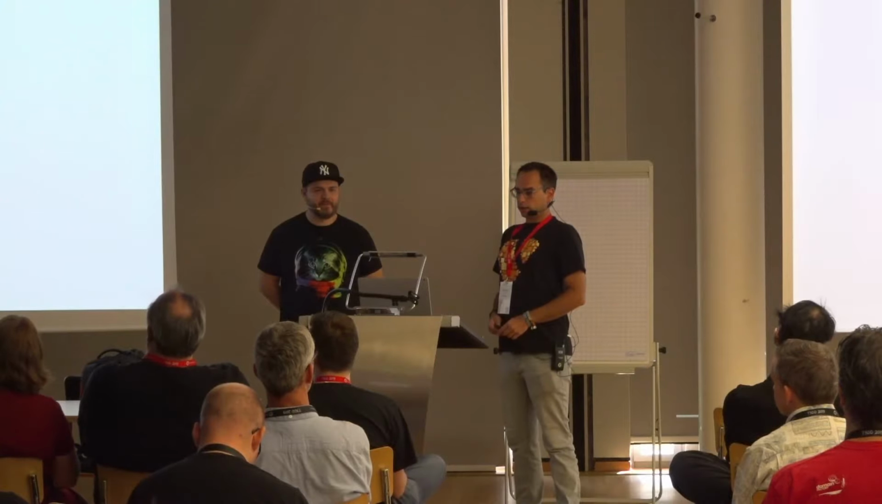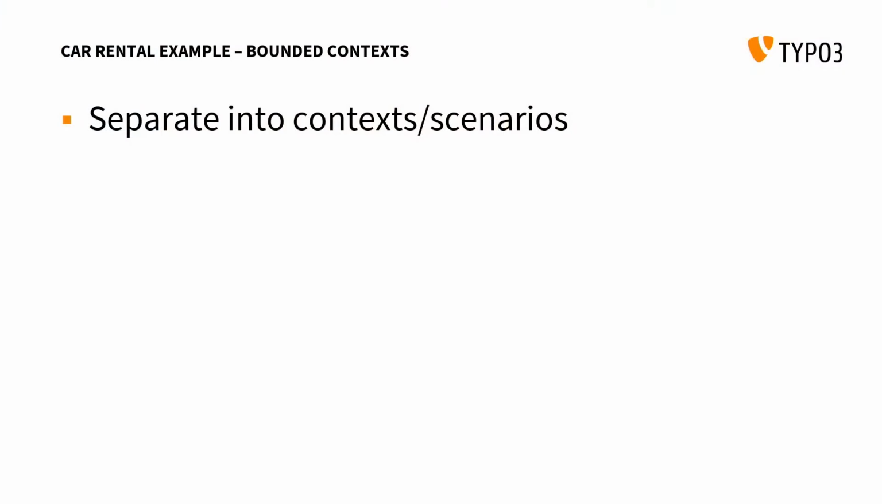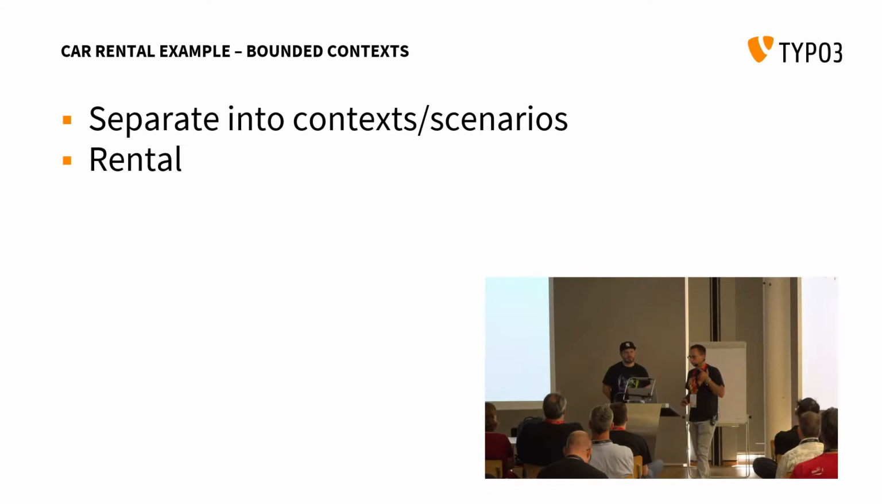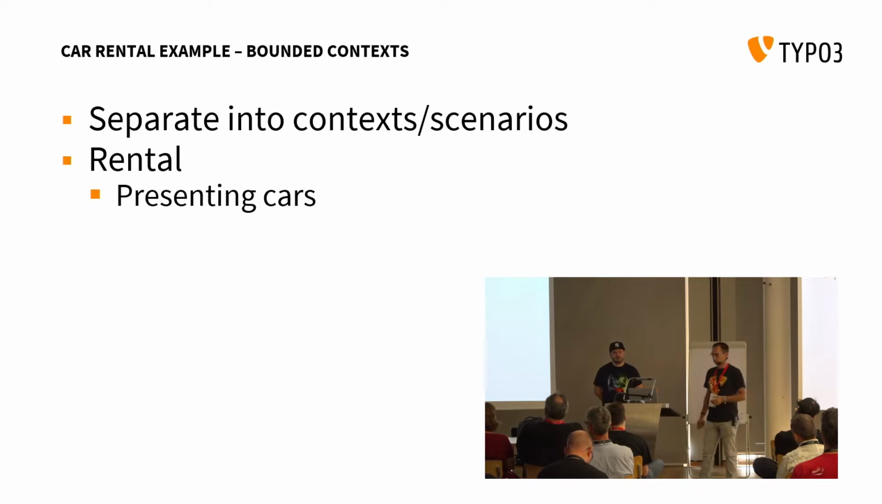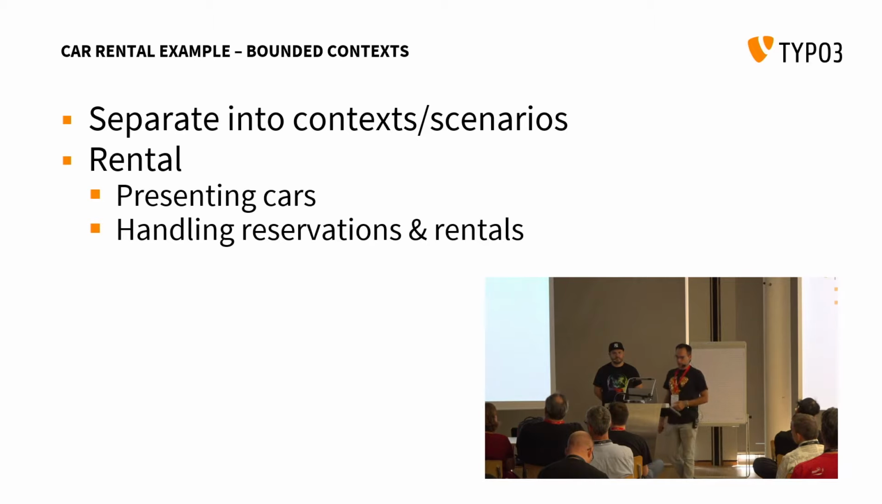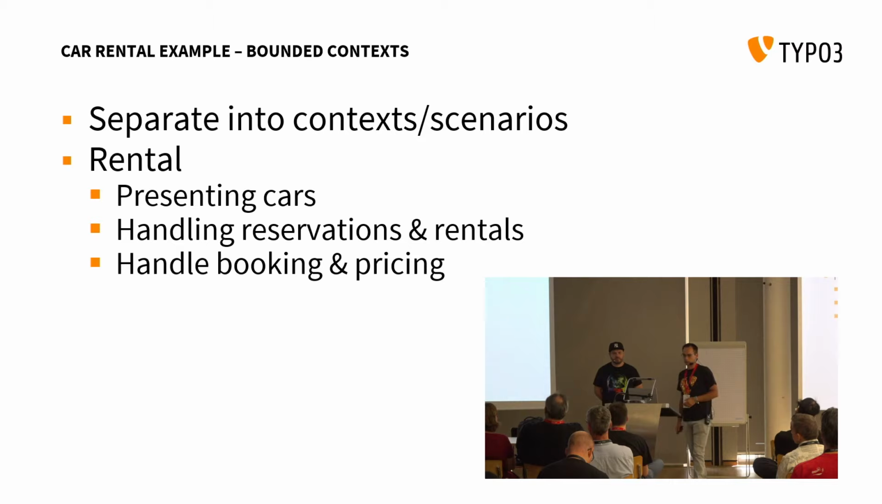So the idea here is to separate these into different contexts and scenarios. On the one hand, we have one scenario that is just for renting a car, which I call the rental context. When you rent a car, the mechanic does not need to know about the state of the tires and when the last maintenance was. That's just not important. What's important here is: is the car available, and where is the car? So that's the rental context on the one side: presenting the cars, handling the reservation and the rentals, and basically handling the booking and the pricing.